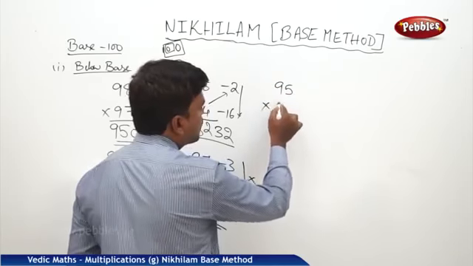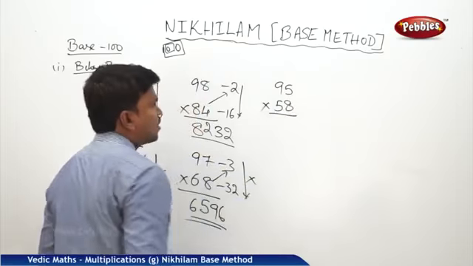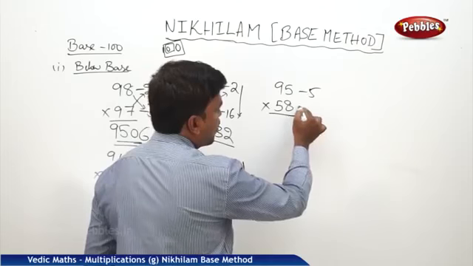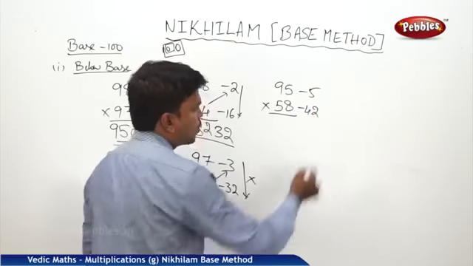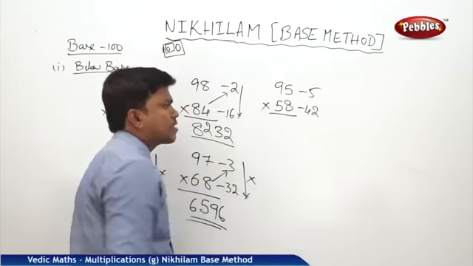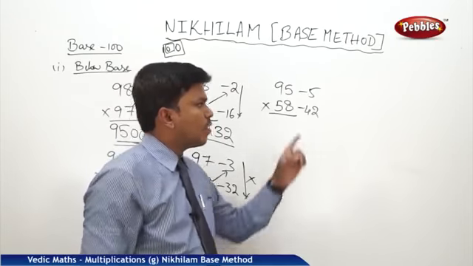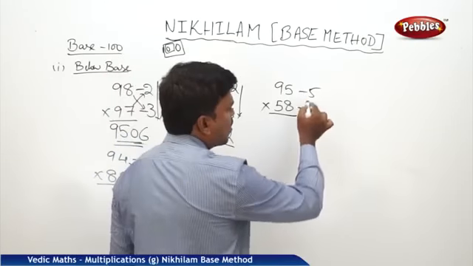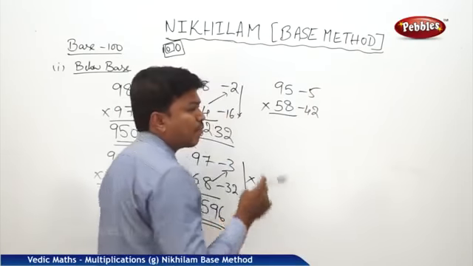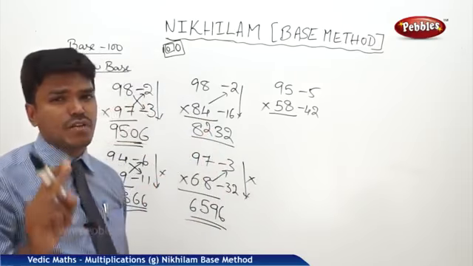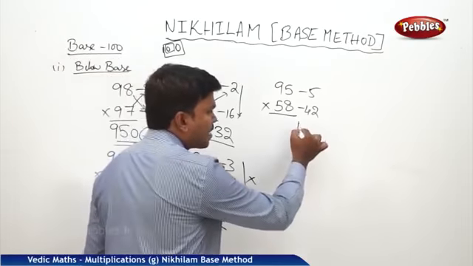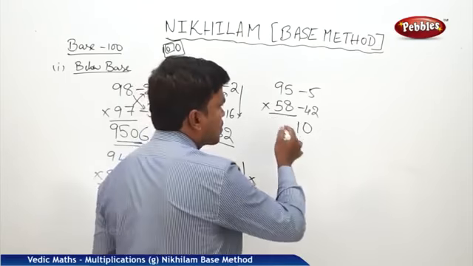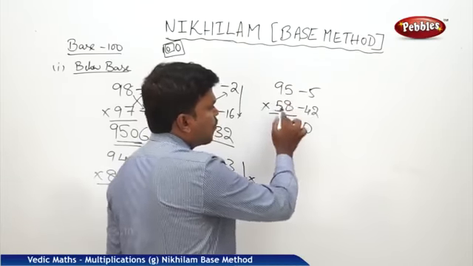Similarly, let us take one more example: 95 into 58. Now it is minus 5, and how much is it? Minus 42. So you need to multiply these two first. 42 5s are how much? 210. See, this time 42 5s are 210. But what I said, the right side part of the answer should consist of only 2 digits. So I am going to write 10 as it is, and 2 is going to be carried to the next part of the answer.